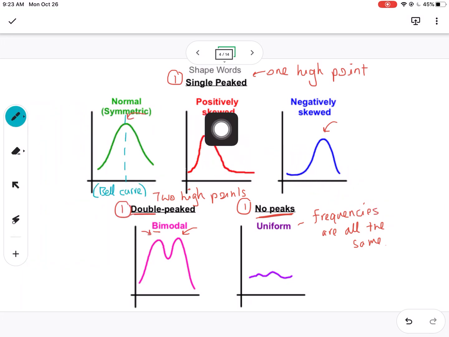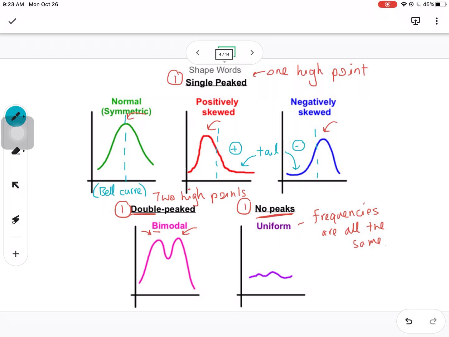So if your data is skewed, it means that your data has what we call a tail. And where that tail is compared to where the center of your data is tells you if it's positively skewed, so if it's closer to higher numbers, or if it's negatively skewed.